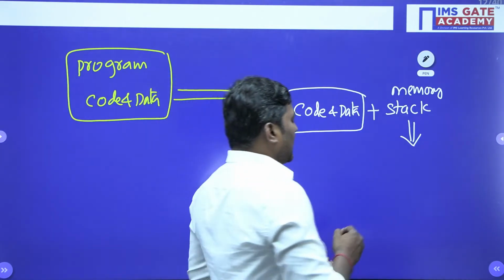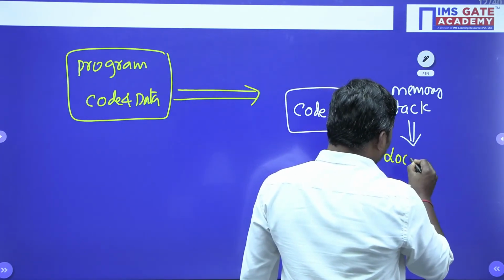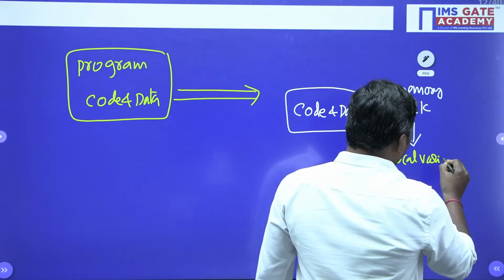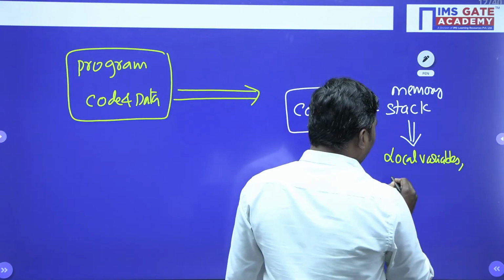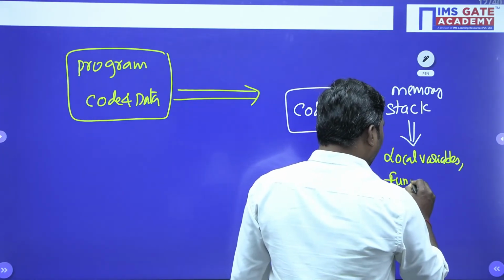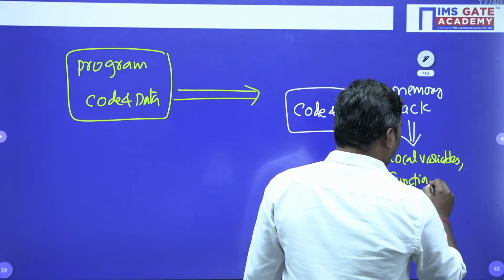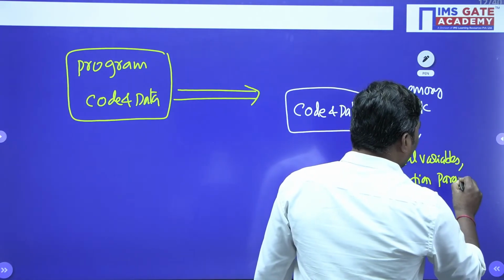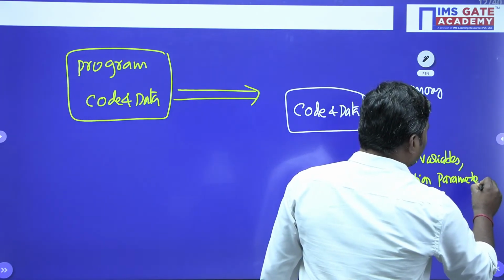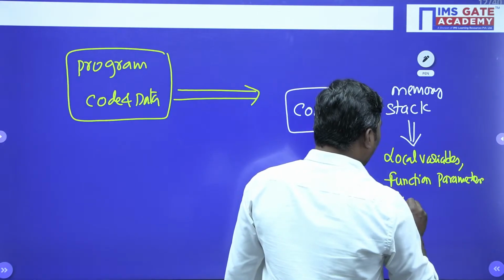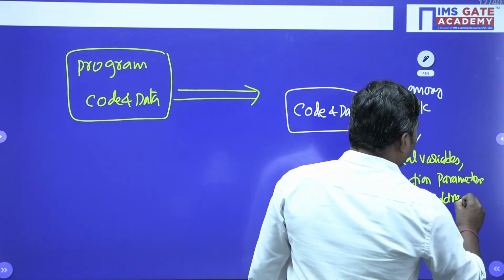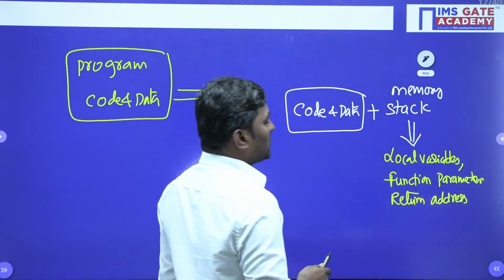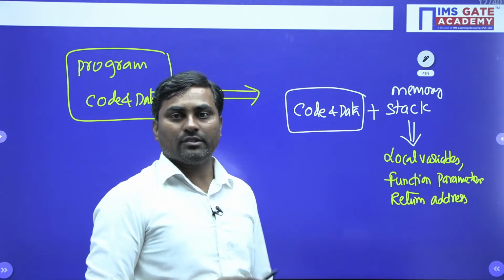What is the purpose of stack? Stack is containing local variables. Okay. Local variables, function parameters, parameter passings. The most important thing is what? Return addresses. When you call the function, after execution of the procedure or function, you have to return addresses.